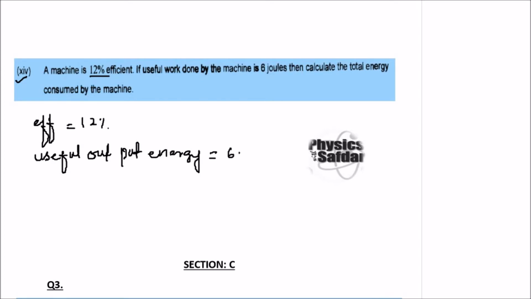It is 6 joules. And what is the task? You need to calculate the total energy consumed by the machine. The total energy consumed by the machine means the total input energy. Calculate total input energy.